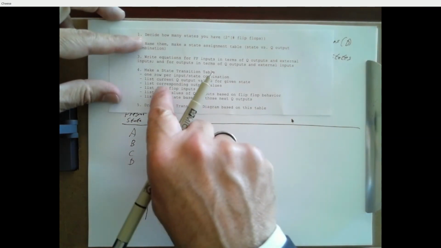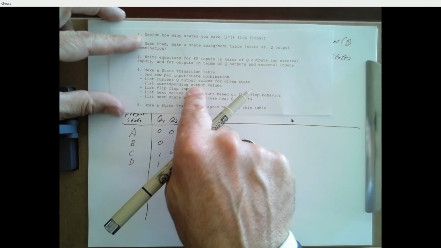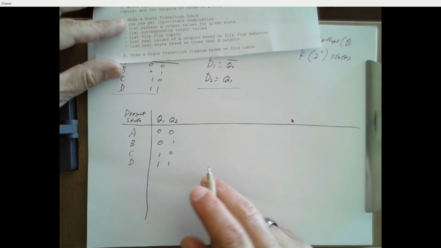All right, so we've got the current Q output values for each state. List the corresponding output values. We don't have outputs. If we did, we'd have an equation like Z equals Q1 or Q2 bar, and we'd put a column for Z, and we'd write down Q1 or Q2 bar's value in each of these rows. But we don't have outputs here.